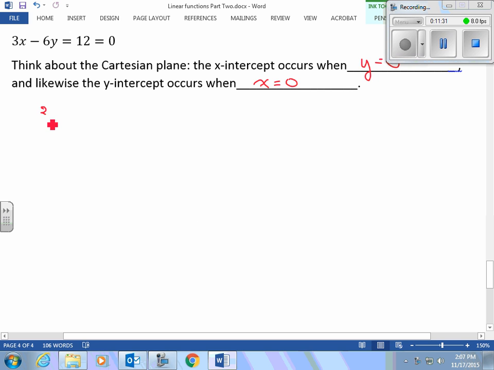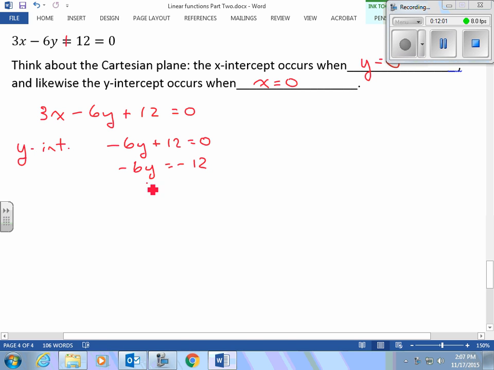So here's my equation, 3x minus 6y. Oh, and that should be a plus 12 equals 0. Plus 12, yes. Okay, so let's find the y-intercept first. The y-intercept happens when x is 0, so I end up with a 3 times 0 there. So I end up with just negative 6y plus 12 equals 0. Let's get the y by itself. So I've got negative 6y equals negative 12. So y will be positive 2. So my y-intercept is 2. So there's a point of that graph, the y-intercept.